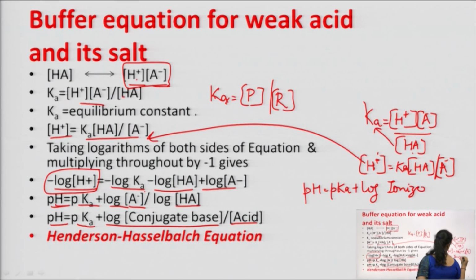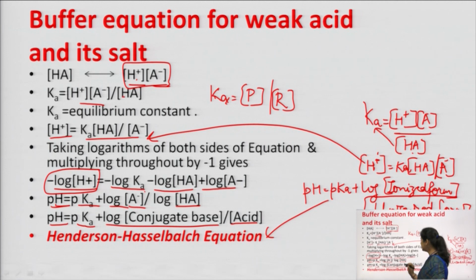pH is equal to pKa plus log of ionized form upon unionized form. This equation is called the Henderson-Hasselbalch equation and is very useful to predict the activity coefficient and relate it with pH.